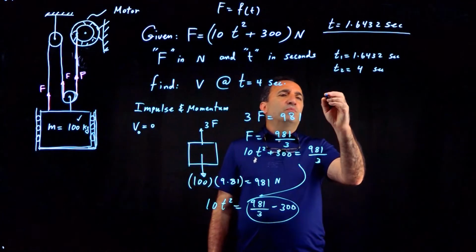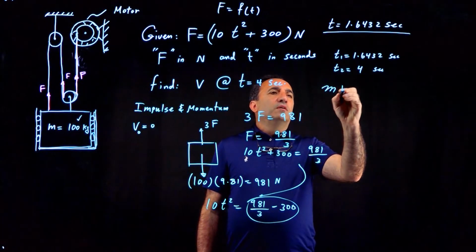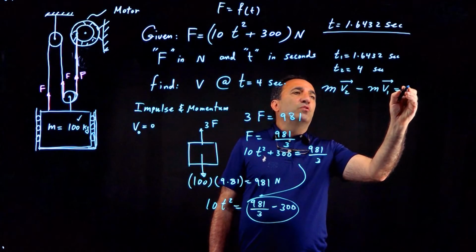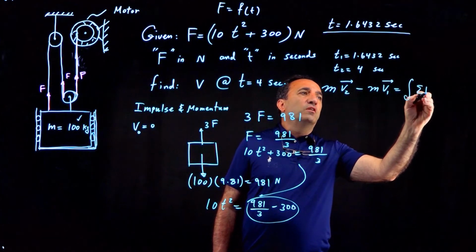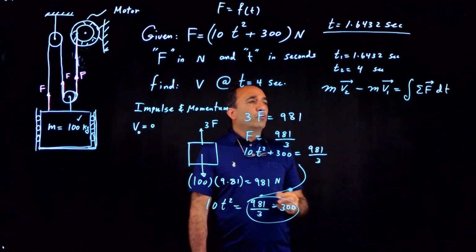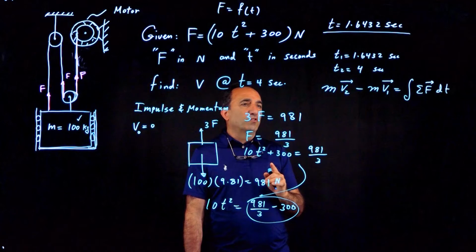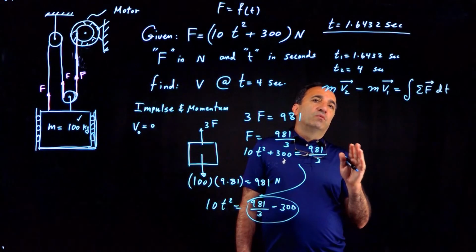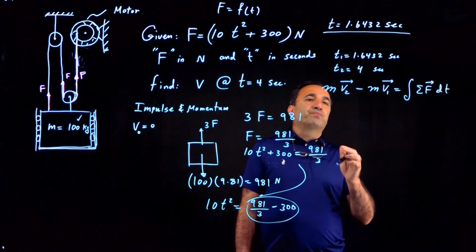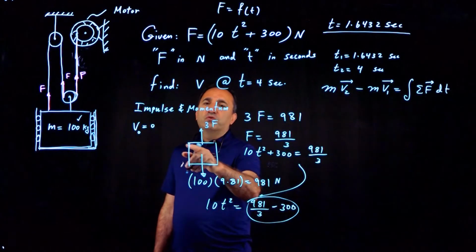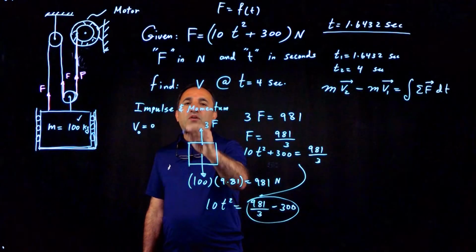So what is the principle of impulse and momentum? The change in linear momentum, mv2 minus mv1, is equal to the impulse. Impulse in general is the integral of the sum of the forces. Remember, this is a vector equation, guys, not to be mixed up with work energy, which is a scalar. So you could write this equation in any direction you want. Of course, our motion is in the y direction.